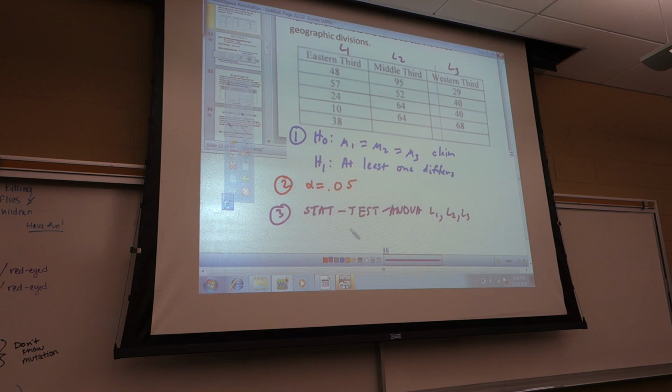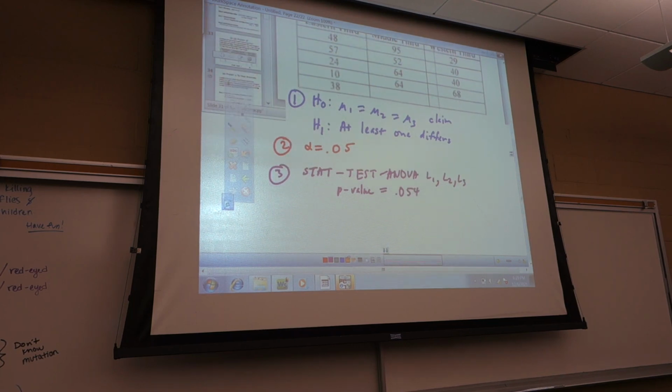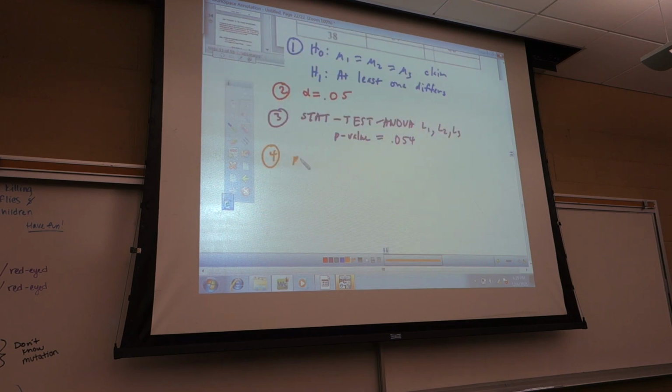And then I'm going to get my p-value of, help me out, 0.054. Great. Perfect. Okay, good. Done. Step 4. Now I need to compare them. How do I compare them? Diego, how do I compare them? You write your p-value, 0.054. Then you write your alpha, 0.05.